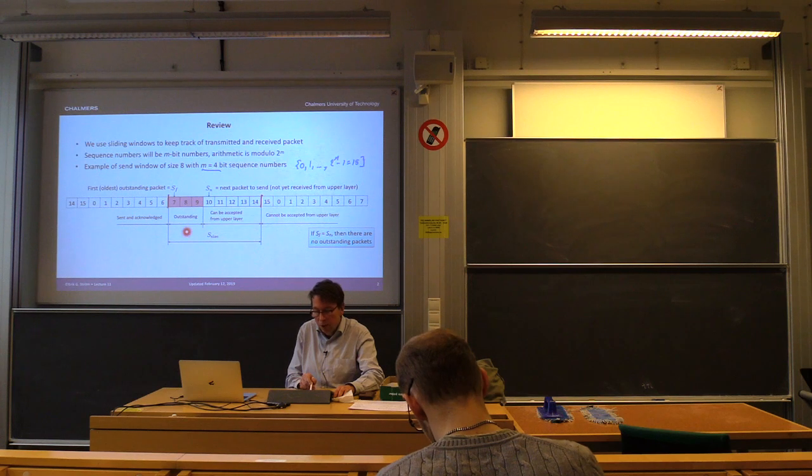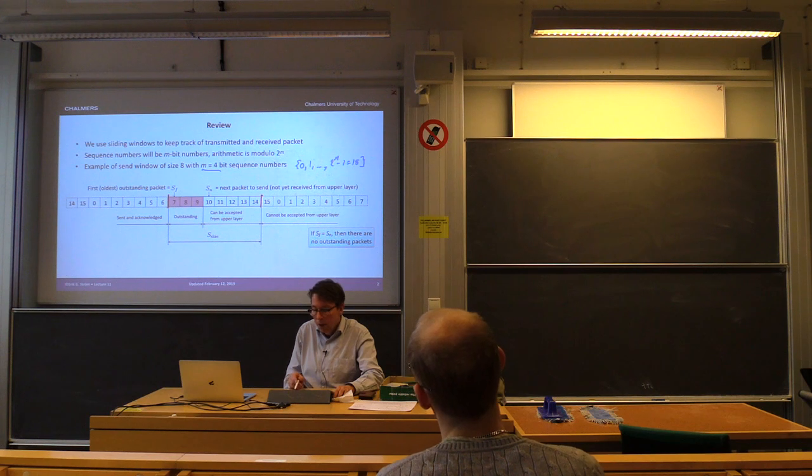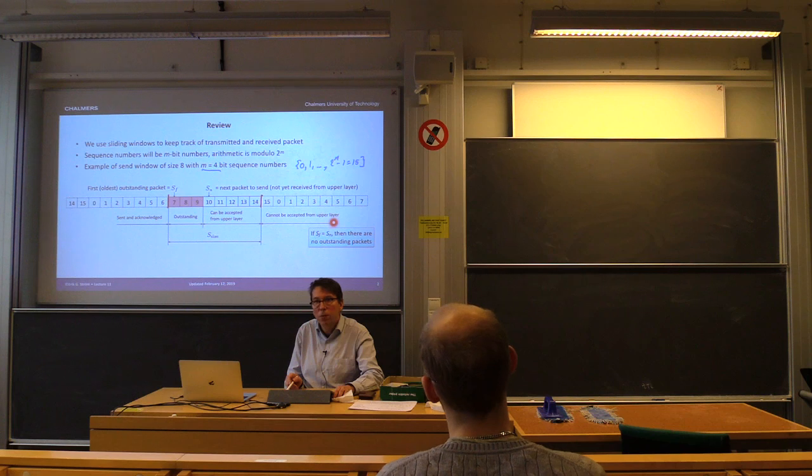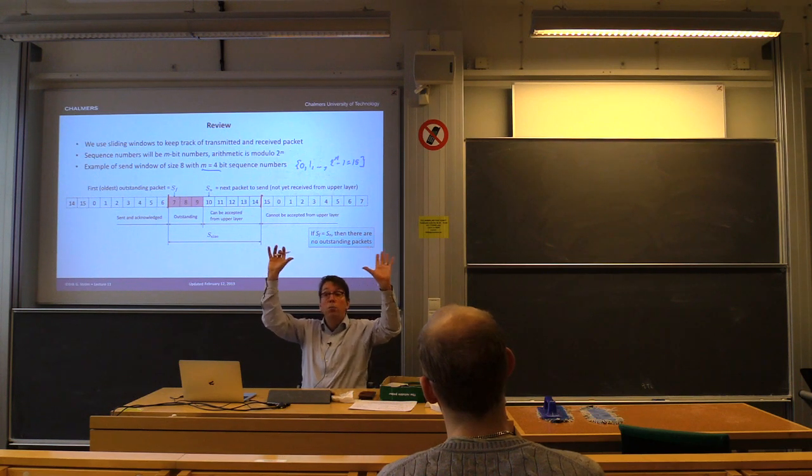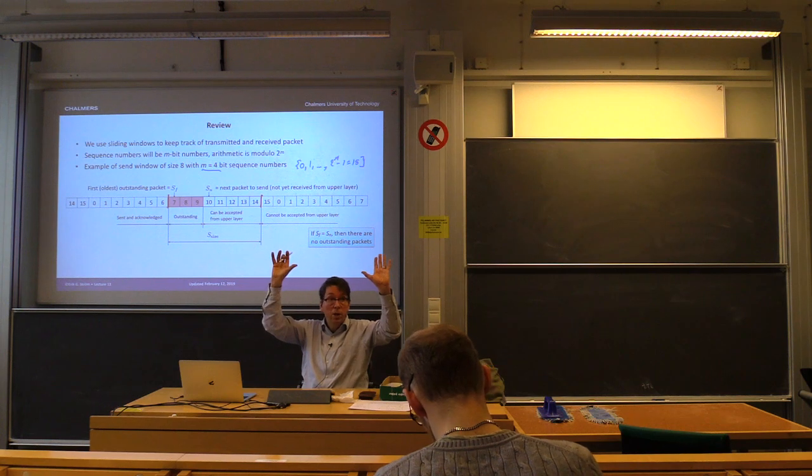The size of the window is the number of available positions where we can put our packets in. And to the right of the send window, we have future packets which we cannot accept from the upper layer here. So if the send window is full, that is, we have no empty space here, then the upper layer is blocked. It cannot request transmission for any new packets.